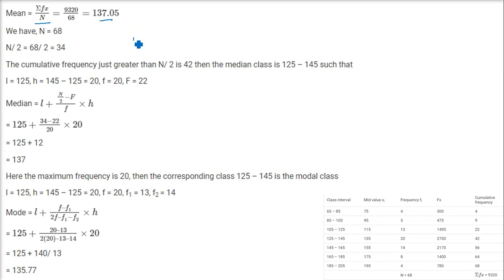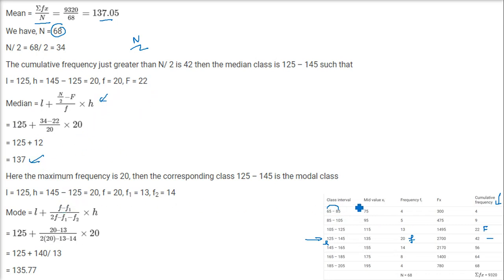Now in order to find out the median, we will find out n by 2. What is n? N is 68. 68 by 2 is 34. Now we'll go to the cumulative frequency column and we'll find the value which is just higher than this 34, which is 42. So this will be our median interval. This will be L, and this will be our frequency. This will be our capital F. H is what? 85 minus 65, that is 20. So all these values are known. Just put in here, we get 137.